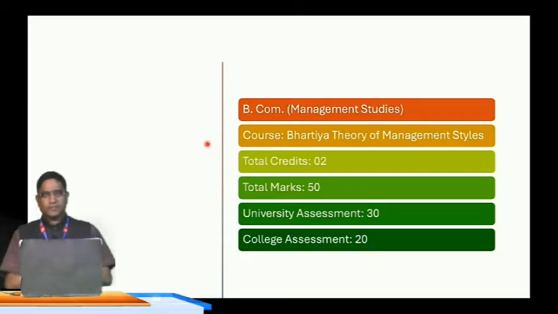The program name is BCom Management Studies, and the course name is Bhartiya Theory of Management Styles. This is something new, something unique for the students who are pursuing this particular course. The total credits as per NEP 2020 is 2, and the total marks assigned for SEM 1 is 50. The classification of these 50 marks is that the university assessment, that is 30 marks, would be of the theory paper, and the college assessment would be of 20 marks, that is related to interns. I will speak more deeply in the coming slides.